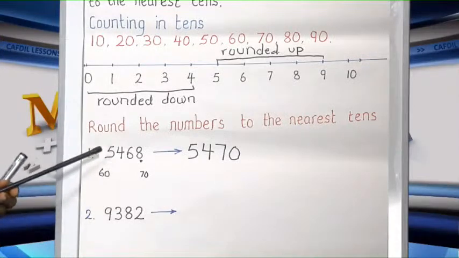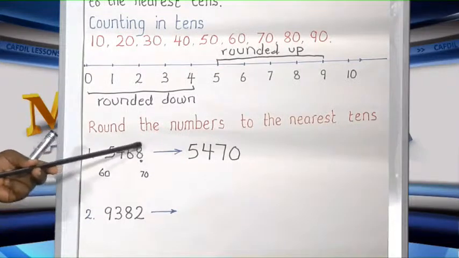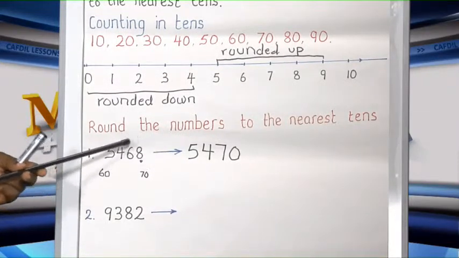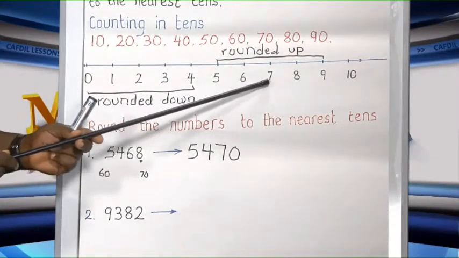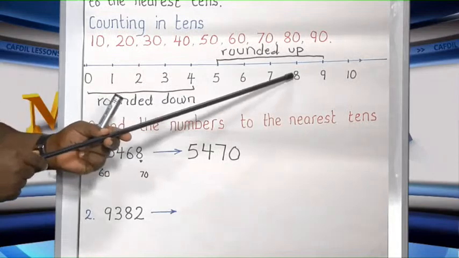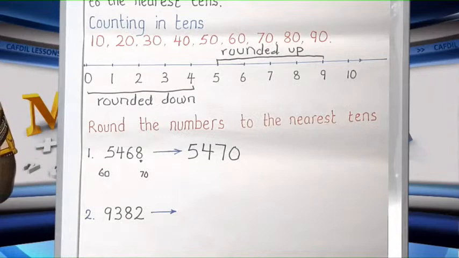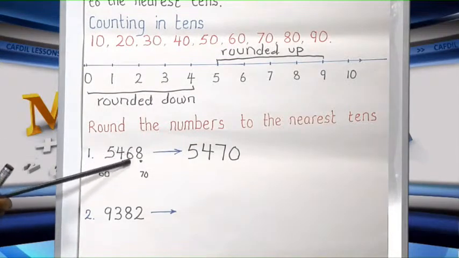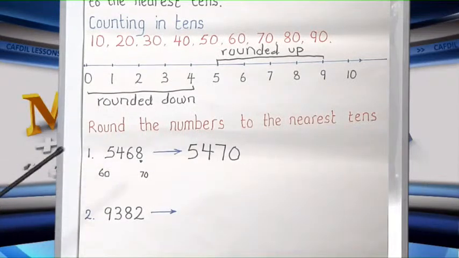So when we are rounding off numbers to the nearest 10, we consider the ones. So if the ones start from 5, or the ones are 6, or 7, or 8, or 9, then we have to replace it. Or we add 1 to the value of tens here. So this one becomes what? 70.